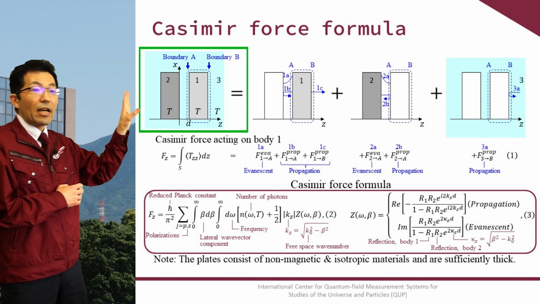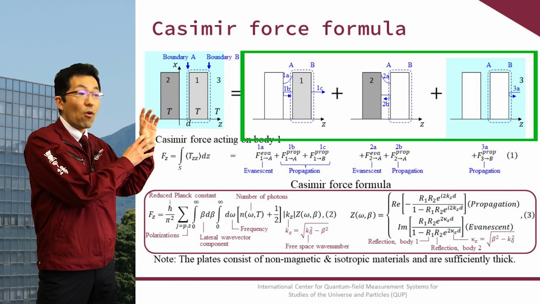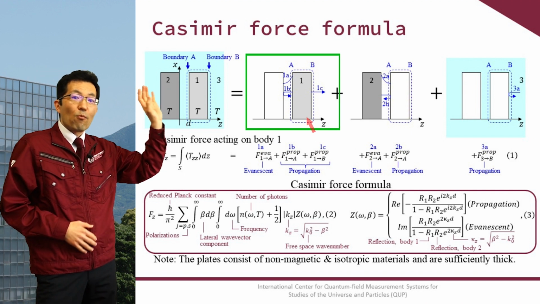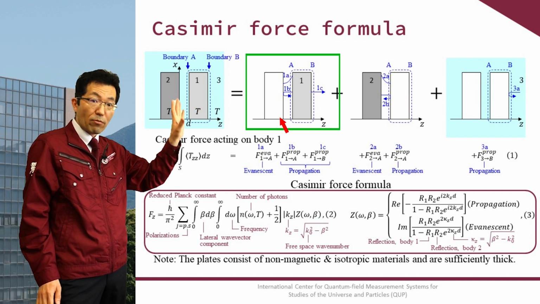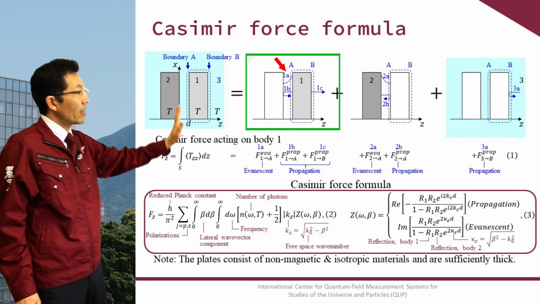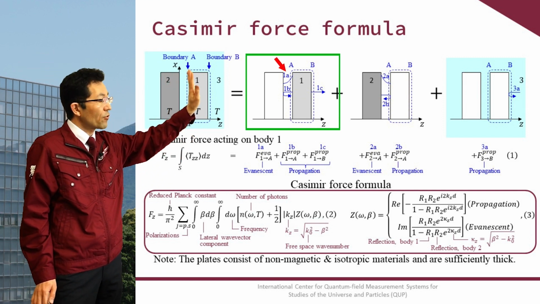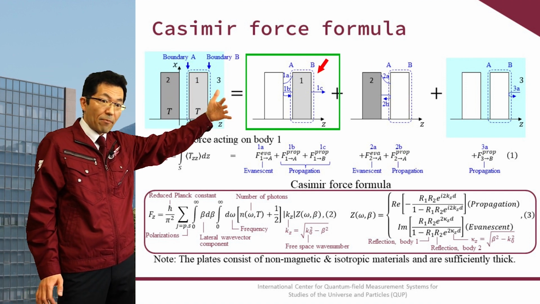So the force acting on body 1 is calculated by decomposing into three cases. For the first case, body 1 is regarded as a source and body 2 is regarded as an object. So there are contributions of evanescent and propagating waves at boundary A and the contribution of propagating waves at boundary B.